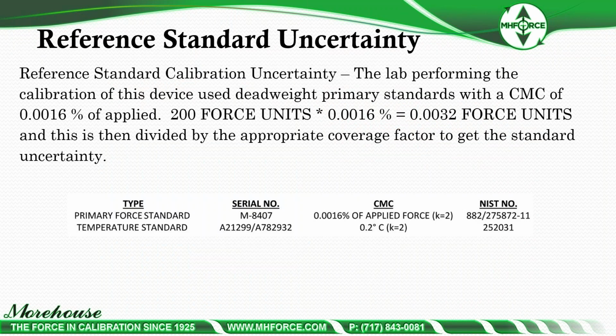So you find that on the CalCert. You can think about that. Do I need dead weights? Can I live with secondary? Those are decisions that need to be made.